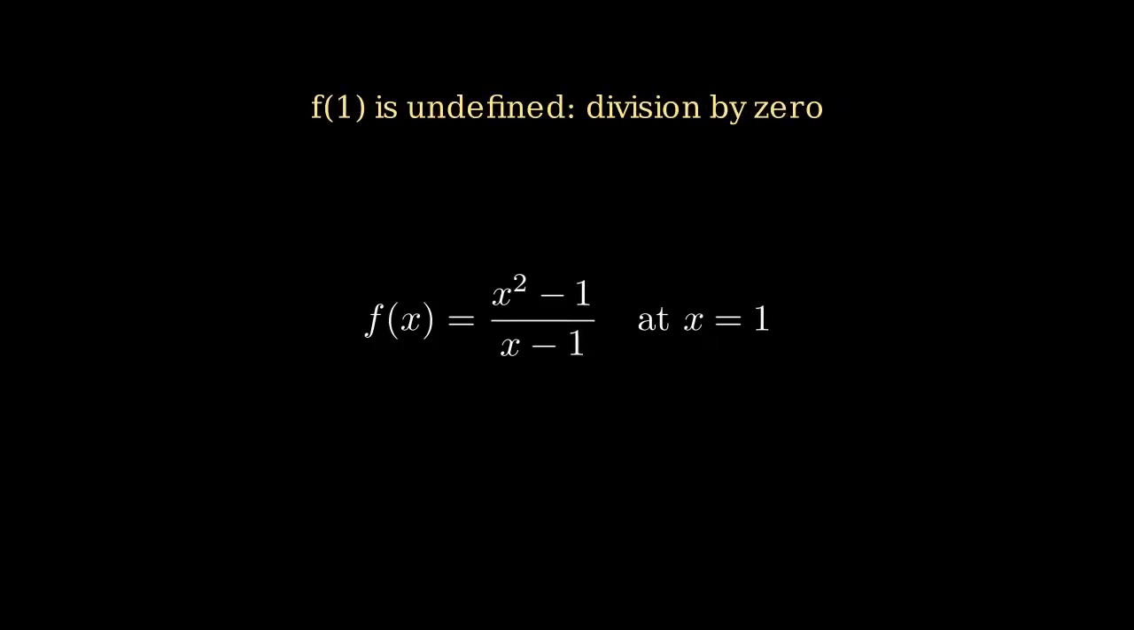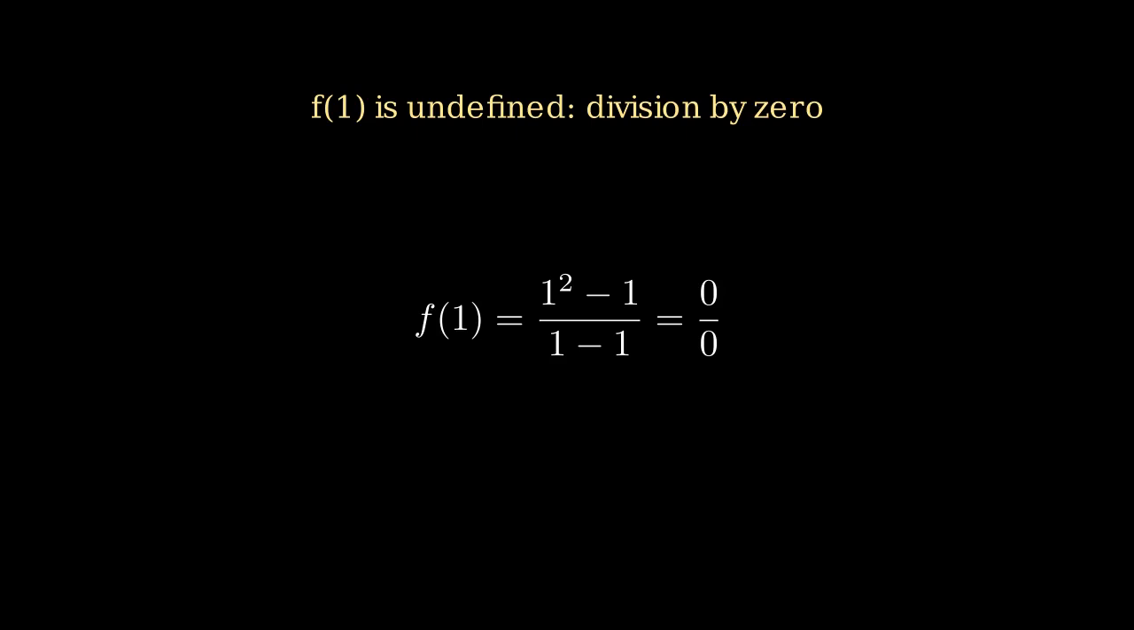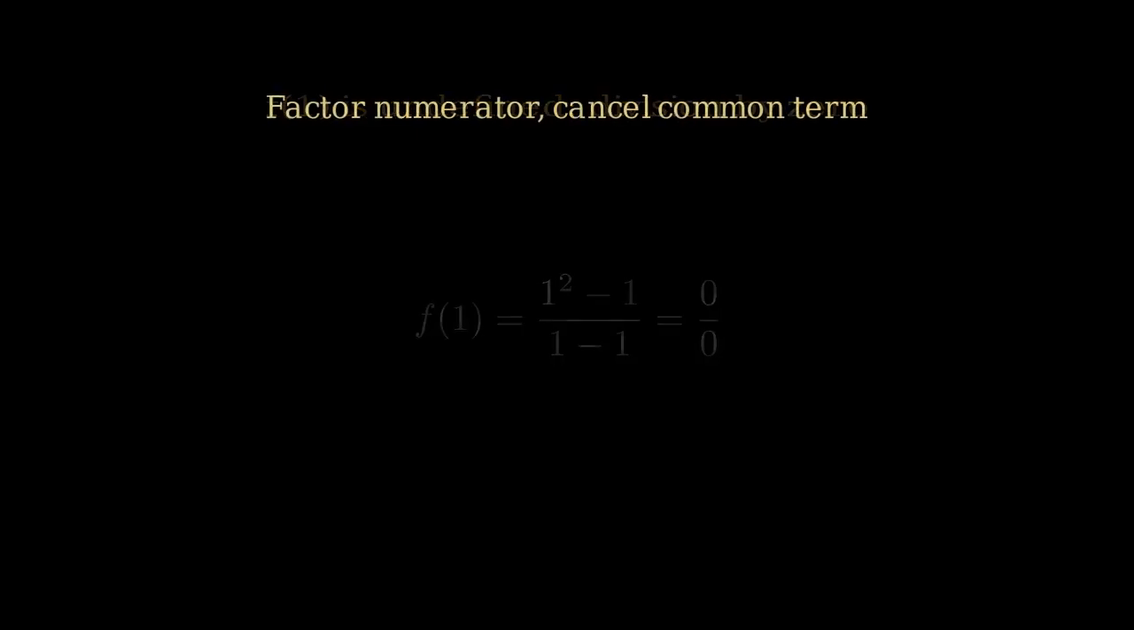Let's classify the discontinuity of f of x equals the quantity x squared minus 1 divided by the quantity x minus 1 at x equals 1. First, check f of 1 directly. Plugging in x equals 1 gives 1 minus 1 in the denominator, which is 0, so f of 1 is undefined, division by 0. Now factor the numerator.